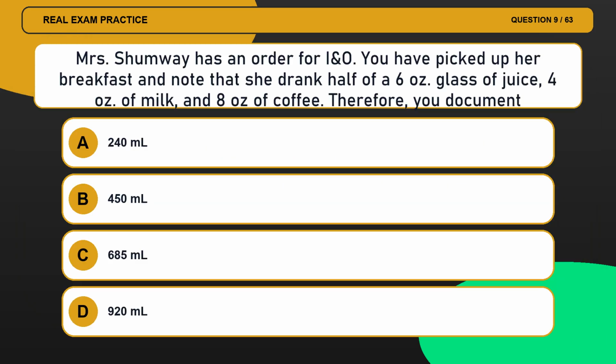Question 9. Mrs. Shumway has an order for I&O. You have picked up her breakfast and note that she drank half of a 6 ounce glass of juice, 4 ounces of milk, and 8 ounces of coffee. Therefore, you document: Option A, 240 ml.